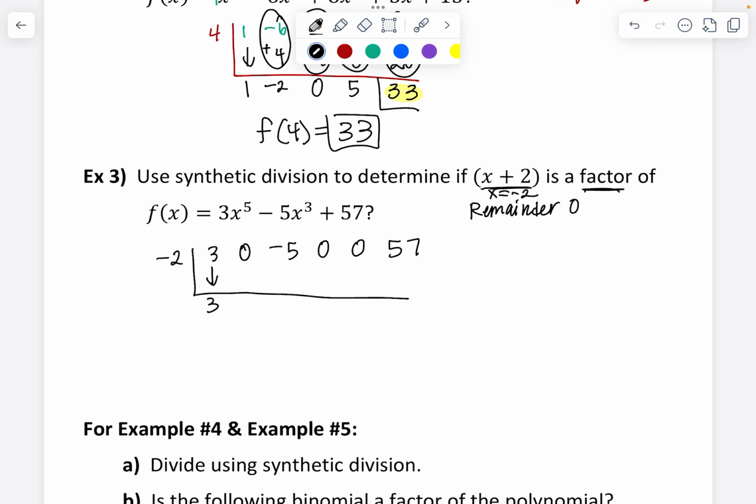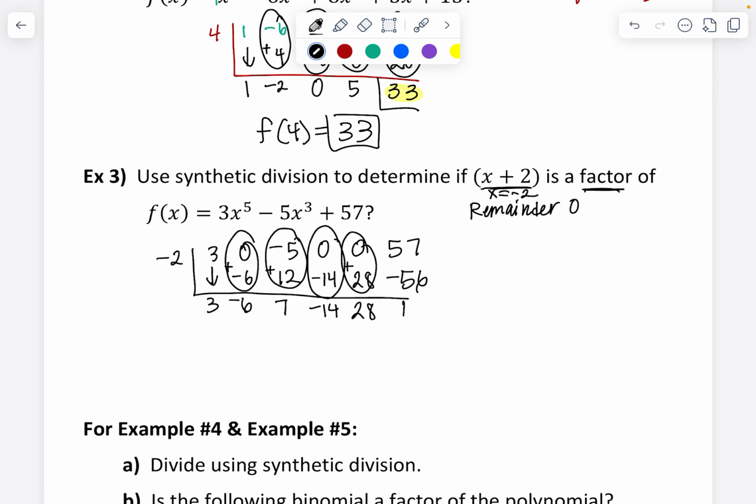Bring down the 3. 3 times -2 is -6. Add these two numbers and you get -6. -6 times -2 is 12. Add these two numbers, you get 7. 7 times -2 is -14. Add these two numbers, you get -14. -14 times -2 is 28. Add these two numbers, you get 28. 28 times -2 is -56. Add these two numbers, and you get 1.